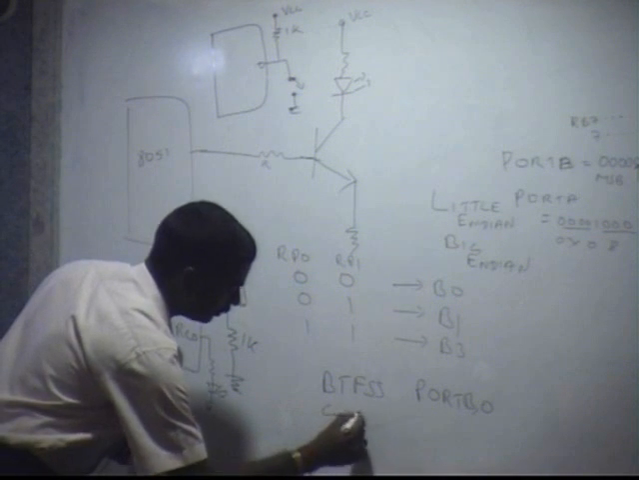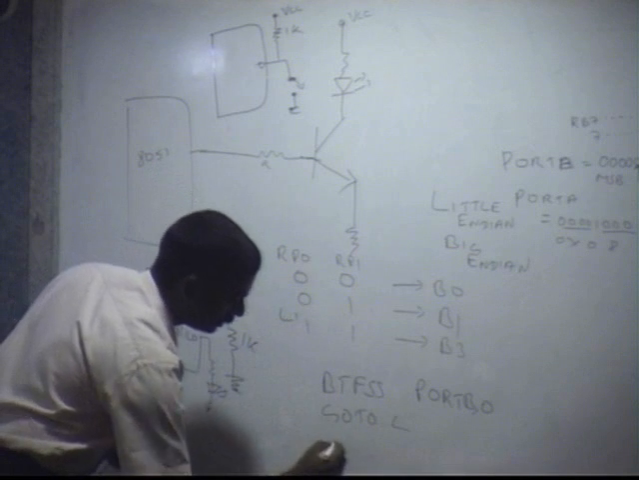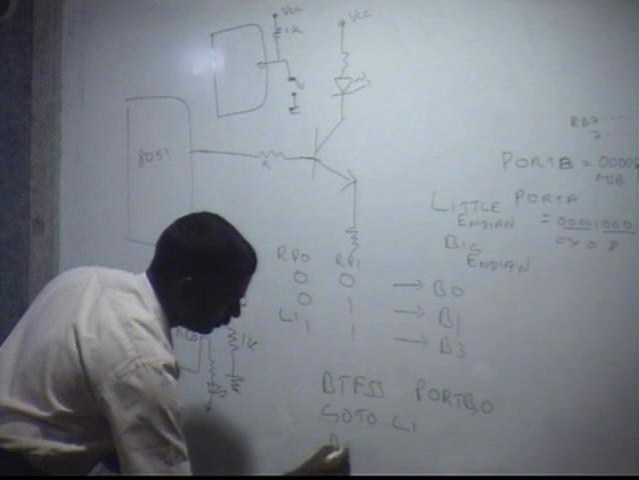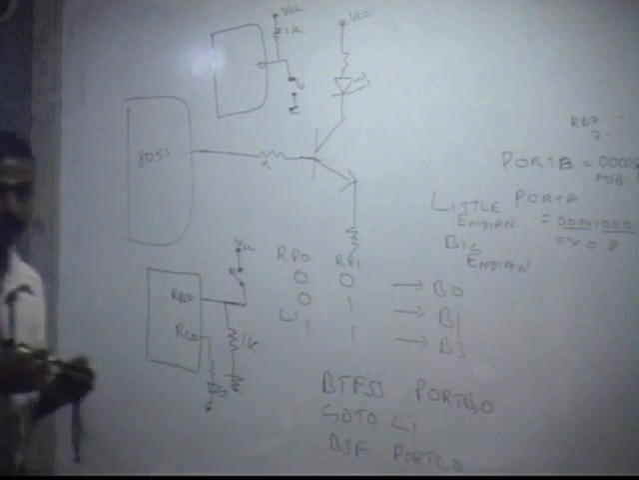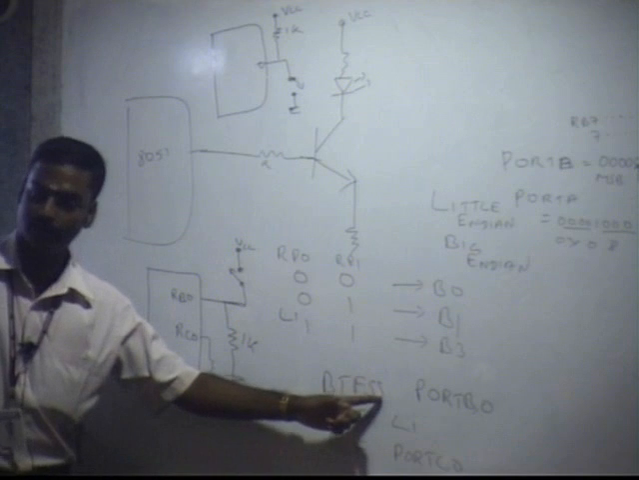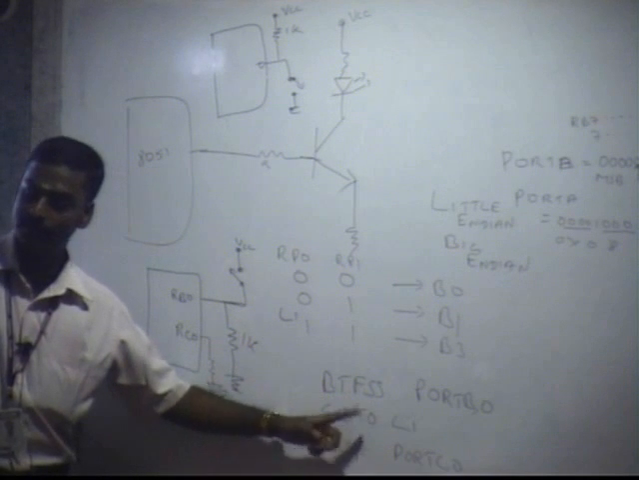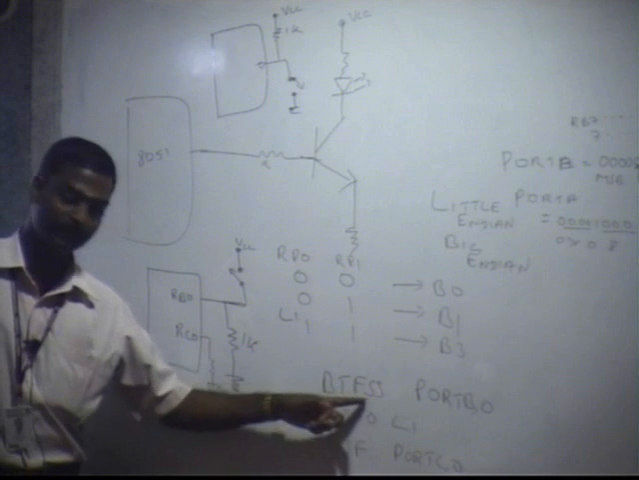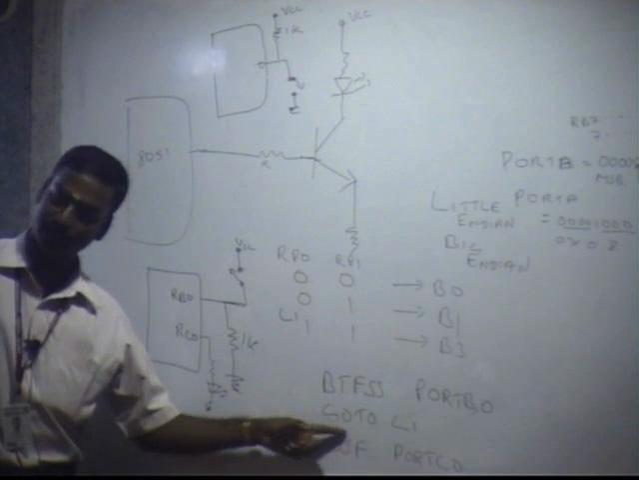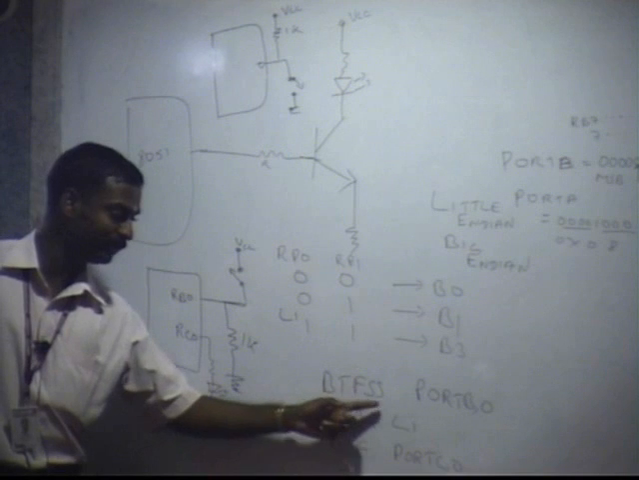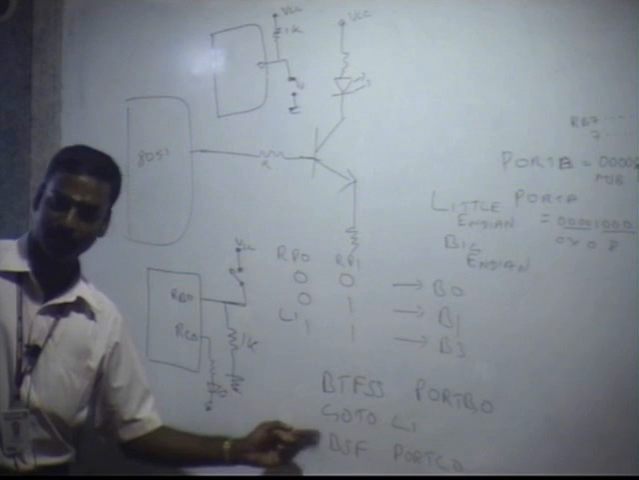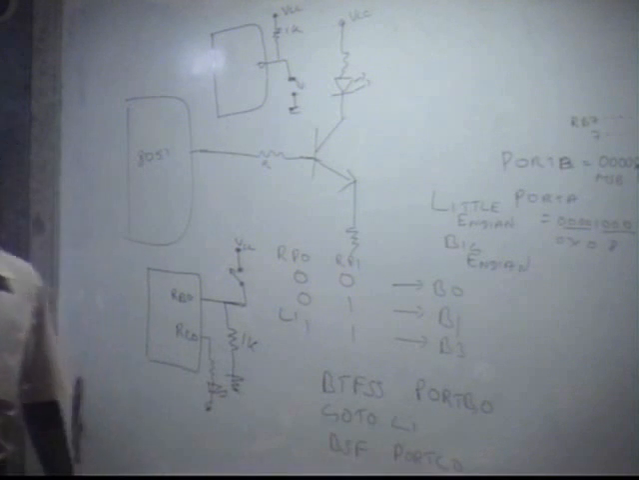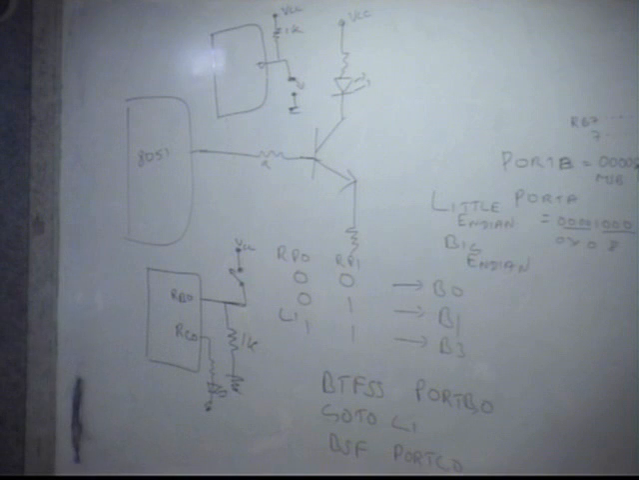Here I am writing GOTO L1, let it be L1, and then BSF PORTC, 0. So when that bit is set, the GOTO will be skipped. That is, whenever this condition is satisfied, it will skip the next statement. That is what is meant by bit test file register skip if set. It will skip this and come here to BSF PORTC, 0, which means switch on this LED. So that is one program segment.